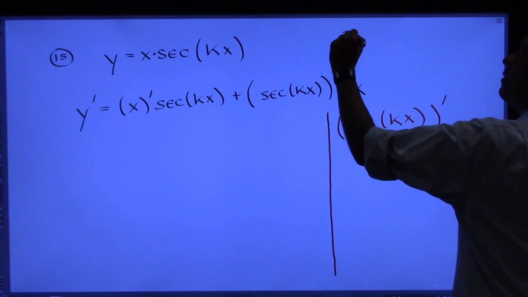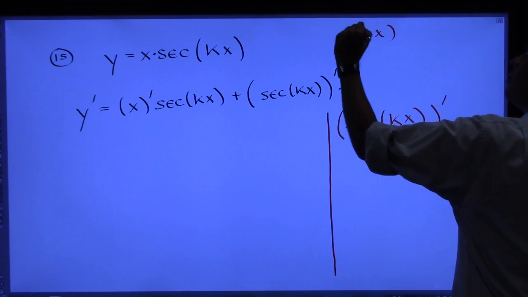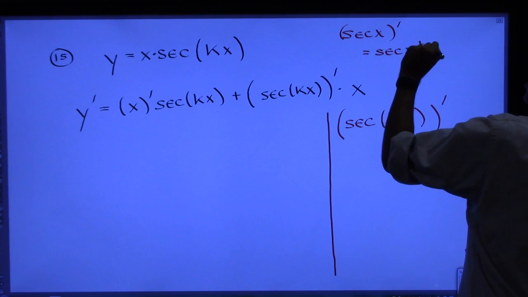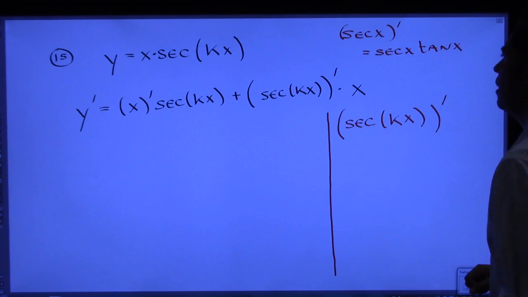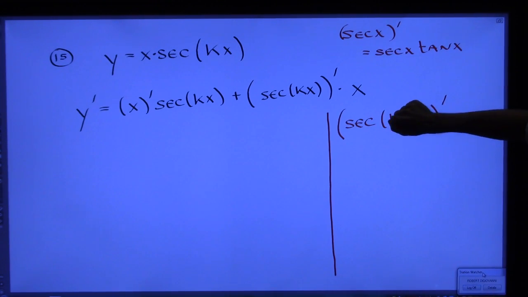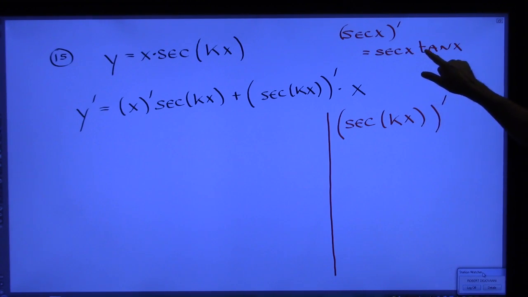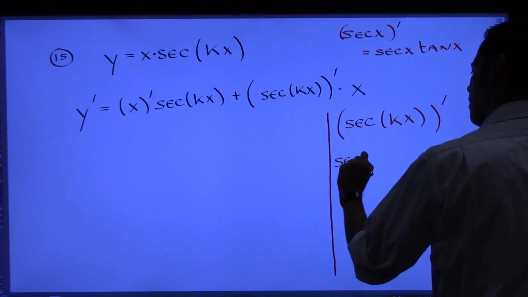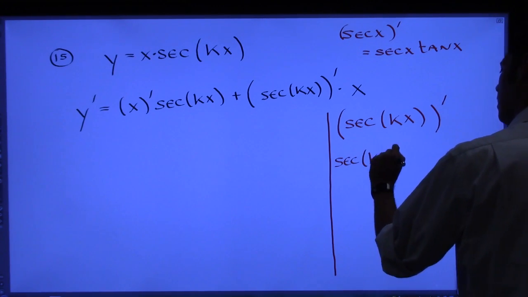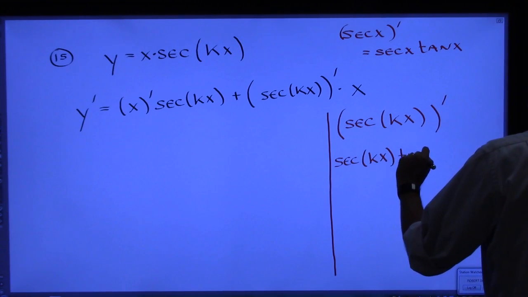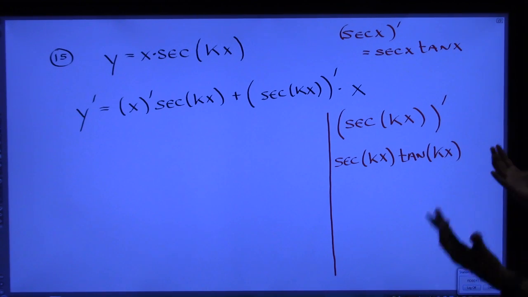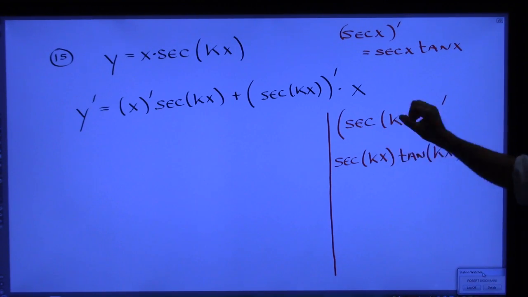What is the derivative of secant of a fist? Well, remember the derivative of secant x is secant x tangent x. That's the derivative of secant. So if I say what's the derivative of secant of my fist, it's going to be secant of my fist tangent of my fist. So it's going to be secant of kx times tangent of kx.